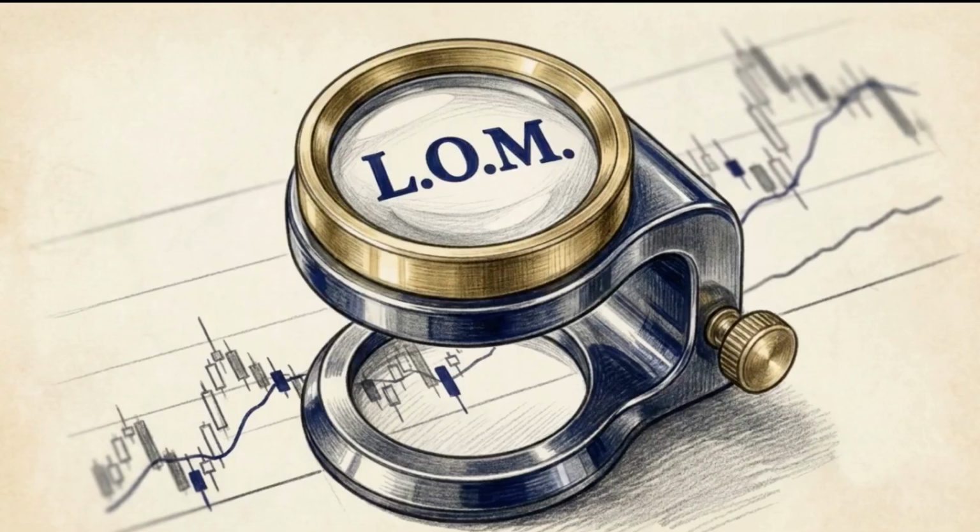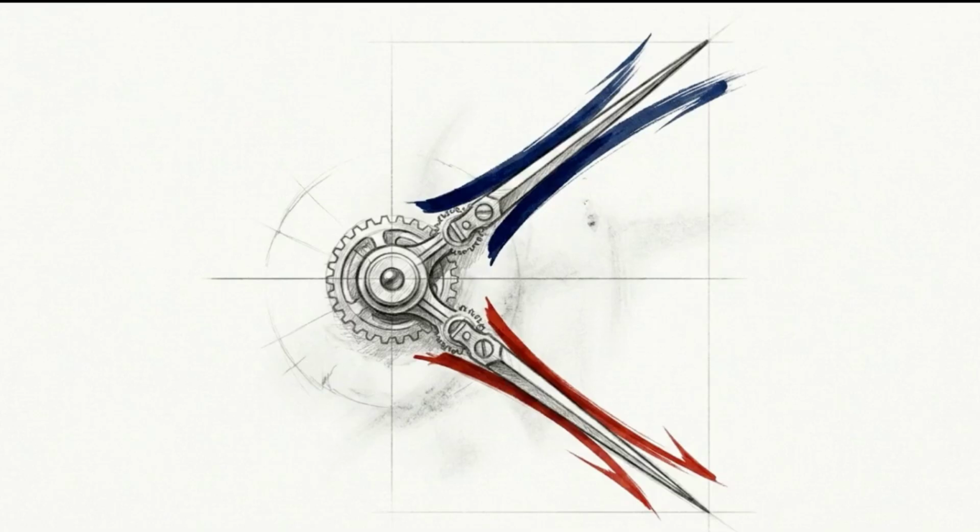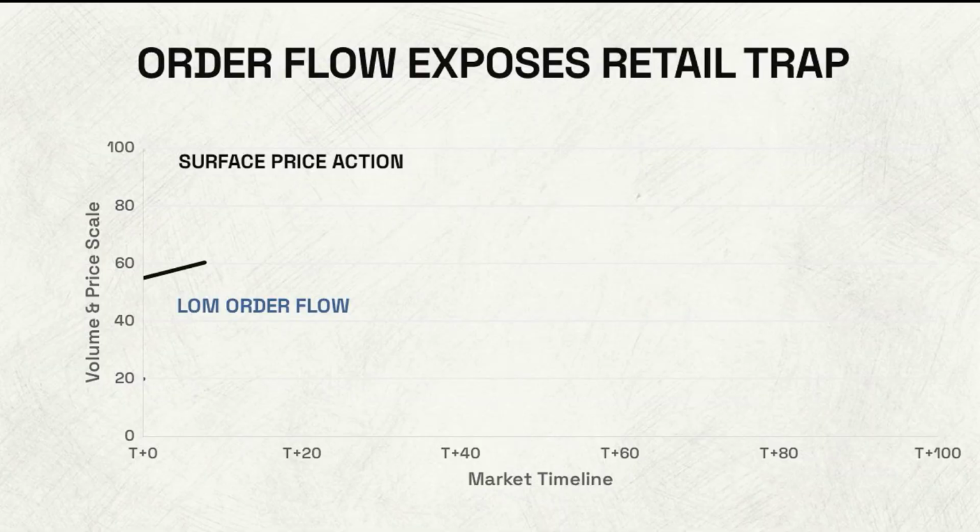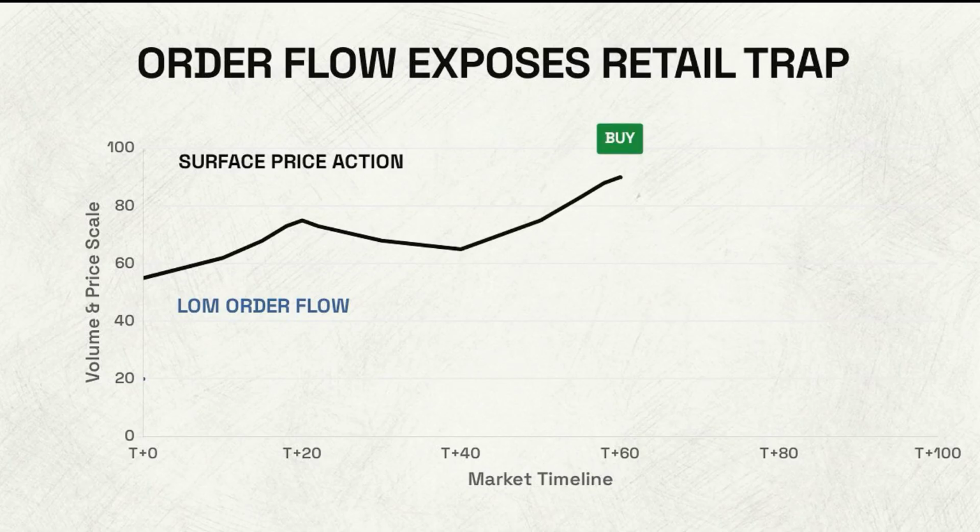The first specific quantitative tool we use to read this data is the L.O.M indicator. Its primary function is to spot market divergence. This graph shows a classic trap scenario. A market price creates a peak, followed by a second, higher peak. Most retail traders see this higher high and immediately buy, assuming the upward trend is confirmed. But look what happens beneath the surface.